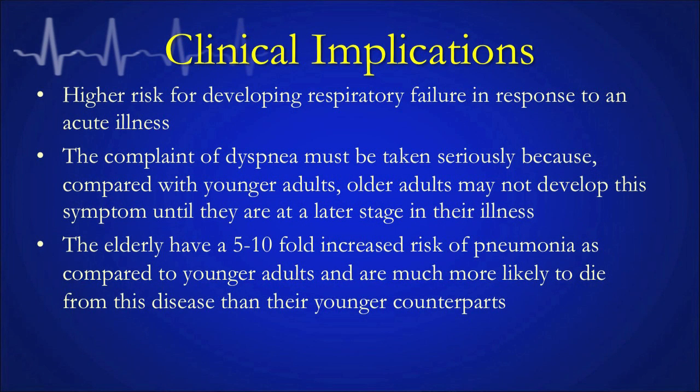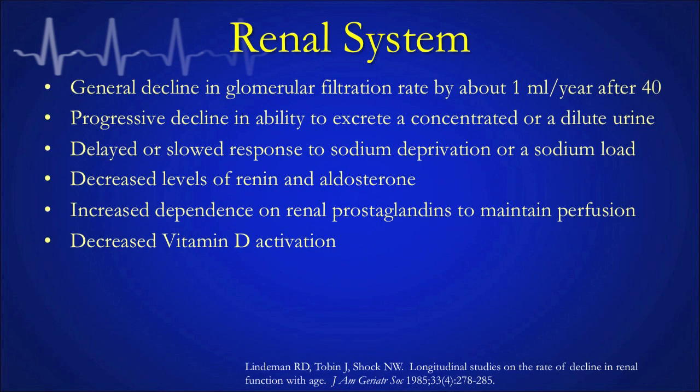And older people, as we know, have much higher mortality when they develop pneumonia. In fact, 5 to 10-fold increased risk of pneumonia as compared to younger adults, and they are much more likely to die from that disease. Next, renal system, just some of the important changes that we know that there is a general decline in the GFR as people get older.